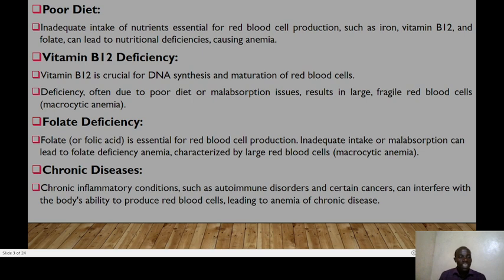Folate deficiency, and this is folic acid, is essential for red blood cell production. So inadequate intake or malabsorption can lead to folate deficiency anemia, characterized by large red blood cells, also macrocytic anemia. It's good to note that folate deficiency and vitamin B12 deficiency, remember this is vitamin 9, all of them lead to macrocytic anemia.